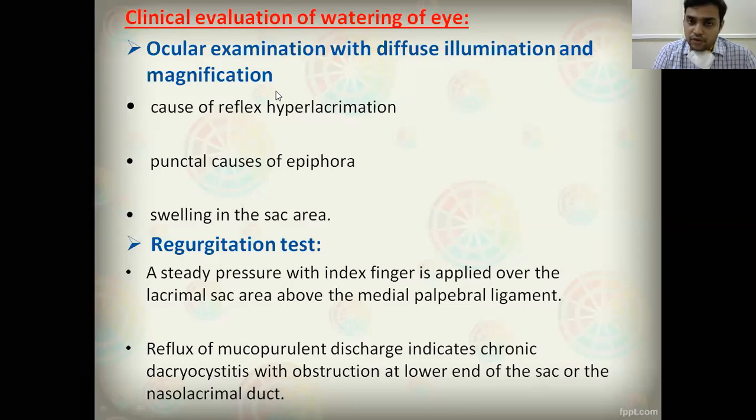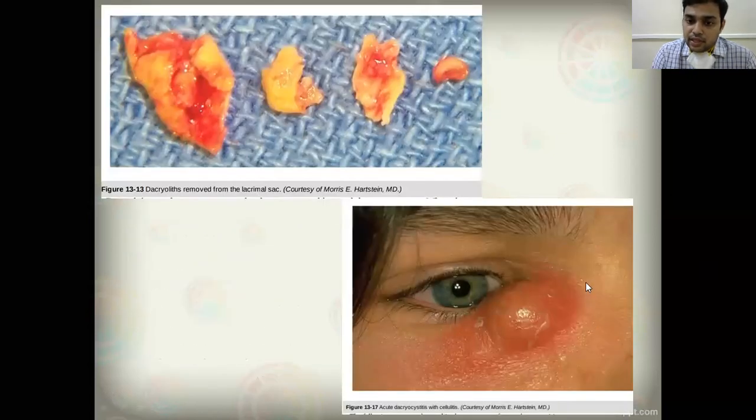So how will you do the ocular examination with diffuse illumination? With the help of diffuse illumination, you have to rule out reflex hyperlacrimation and punctal causes of epiphora, and you can observe swellings in the sac area. Suppose in this patient, here we see a swelling at the lacrimal sac area. So with the help of diffuse illumination and magnification, we can identify the swelling at the level of the lacrimal sac area, and we can observe the puncti, whether there is any eversion of the puncti, or whether a complete closure of the puncti is present or not.